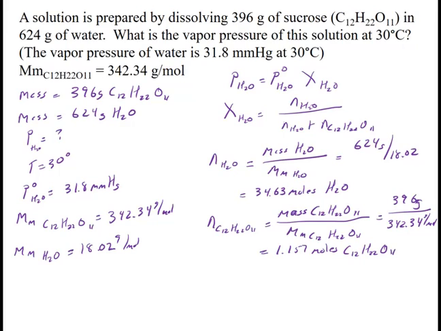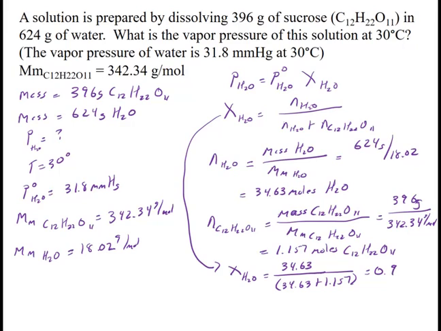So therefore, now going back to this equation, so bringing this equation down, the mole fraction of water is going to be the 34.63 divided by the sum of 34.63 plus the 1.157, and I got 0.9676, and there's no units for that. Okay.